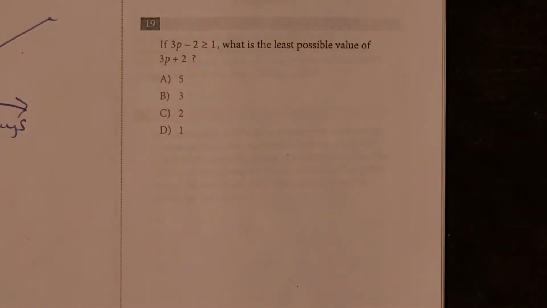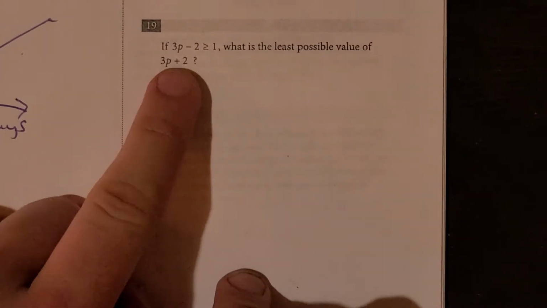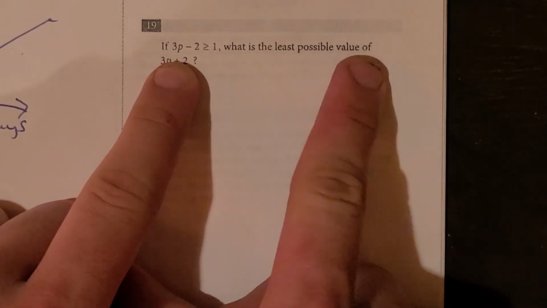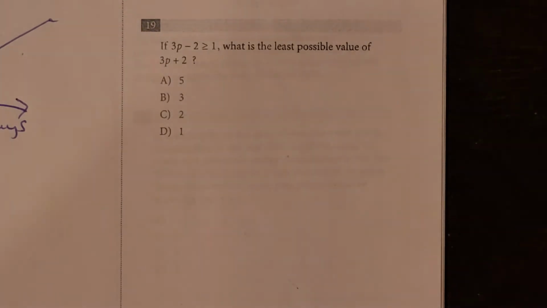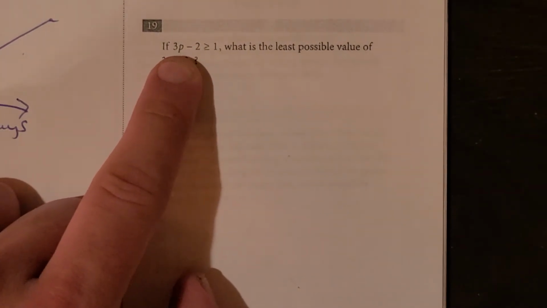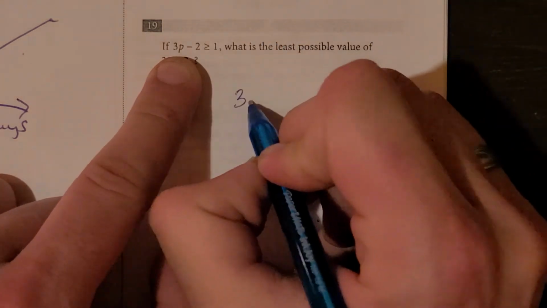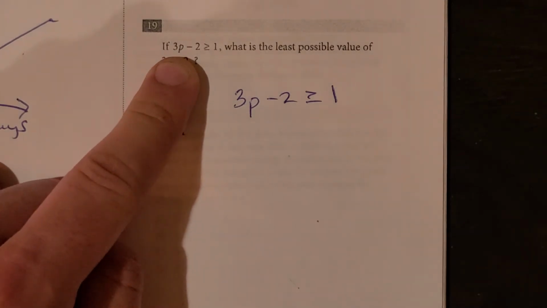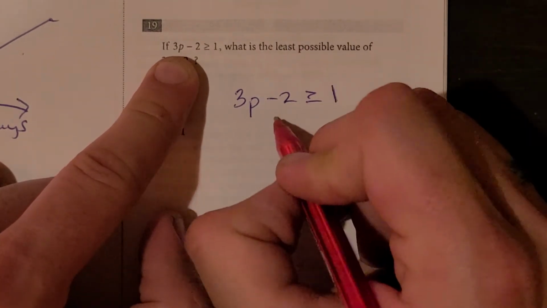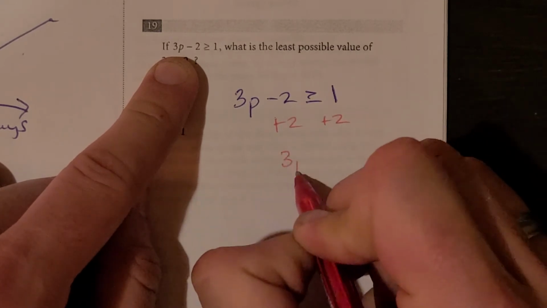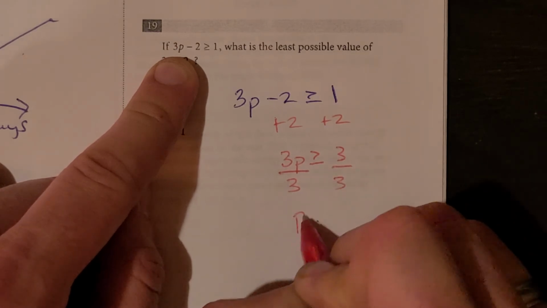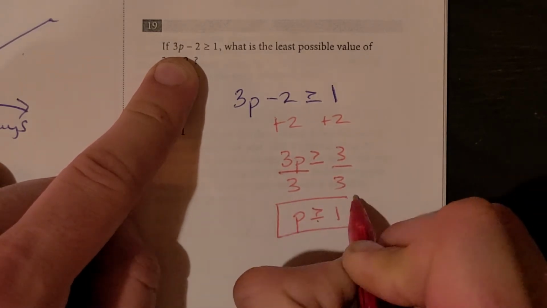All right, look at number 19. This is an example where they take something simple and they make it complicated. Just for a second, it says, if 3p minus 2 is greater than or equal to 1, what is the least possible value of 3p plus 2? Okay, I'm going to ignore the 3p plus 2 for a hot second. If they had just said 3p minus 2 greater than or equal to 1, and they had said solve, I bet almost all of you would get it right. You would add 2 to get 3p greater than or equal to 3, and then you would divide by 3. So then you would say p is greater than or equal to 1.